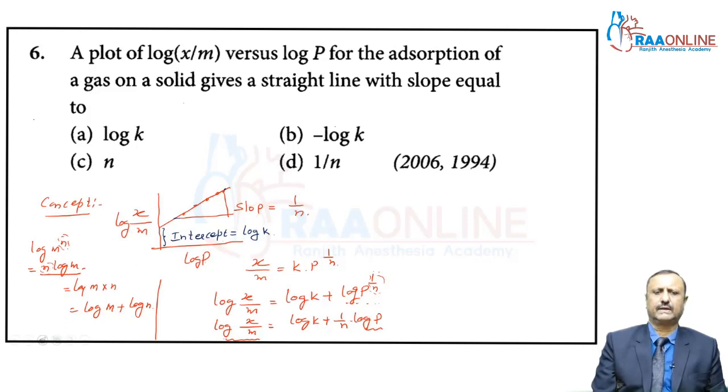So my dear students, you can give the answer easily. When we plot log x/m versus log p for the adsorption of a gas on a solid, it gives a straight line with slope equal to... question number 6: 1/n. D is the correct option. Slope is equal to 1/n.